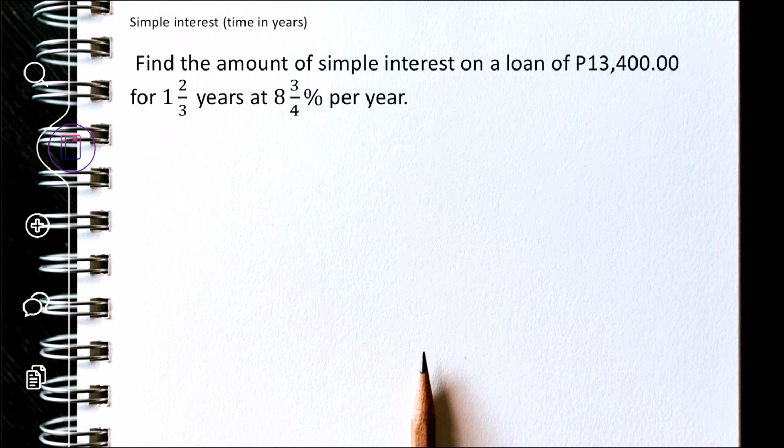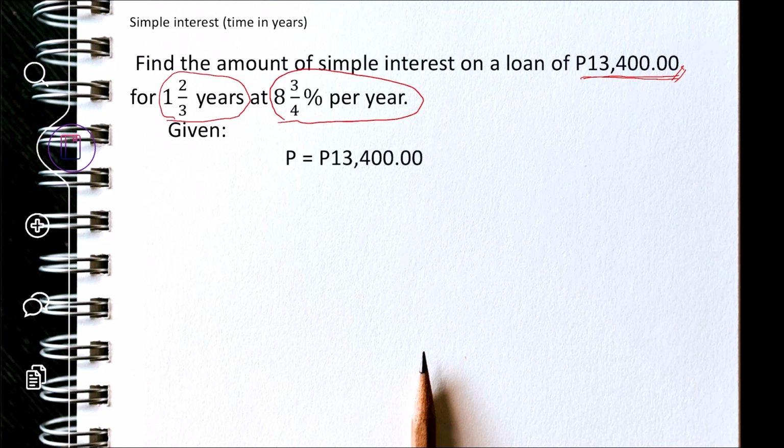Okay. Next example is, ganun pa din po, simple interest pa din na yung time niya is in terms of years. Find the amount of simple interest on a loan of 13,400 for 1 and 2/3 years at 8 and 3/4% per year. Now, given ulit tayo, since this is the amount of loan borrowed, so that is the principal. That is 13,400 pesos.